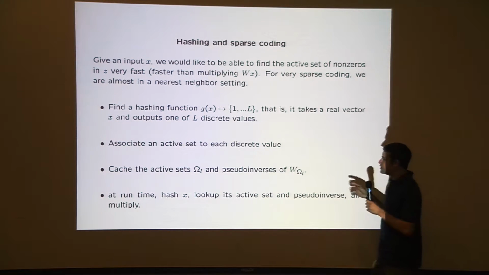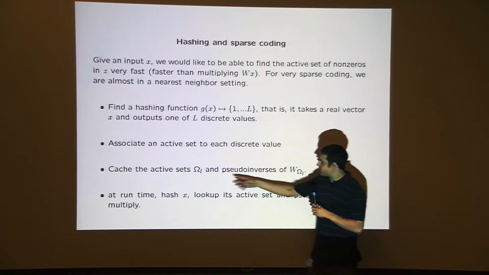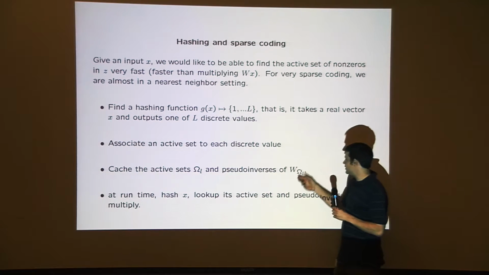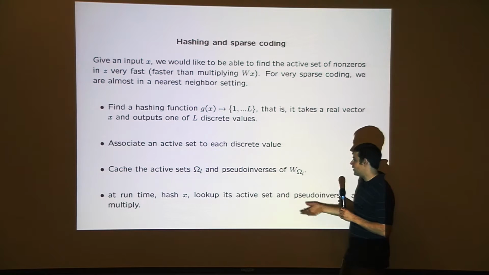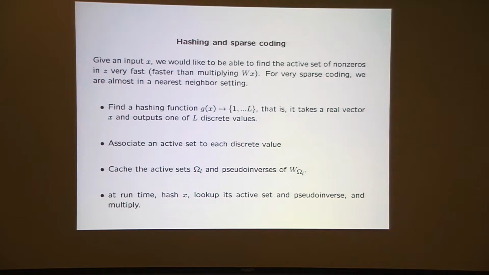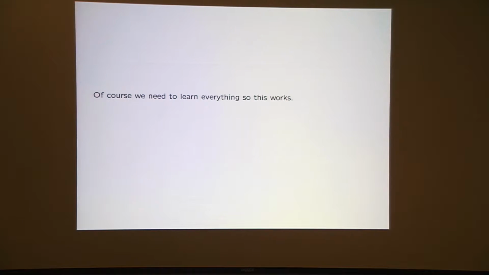when you train this thing, when you build this up, you're going to cache the active sets and, say, the pseudo inverses of W there, and at runtime everything is very fast because you've kind of memorized everything. And of course you need to learn everything. That should have gone on the previous slide, but I guess it fell off. So of course you need to learn everything so that this works.